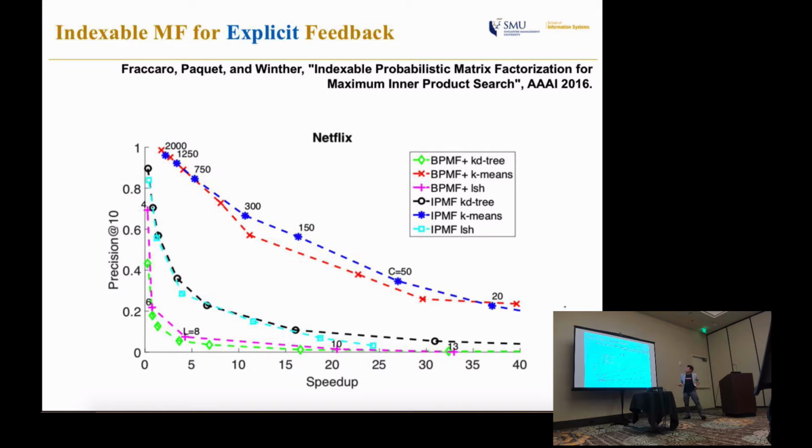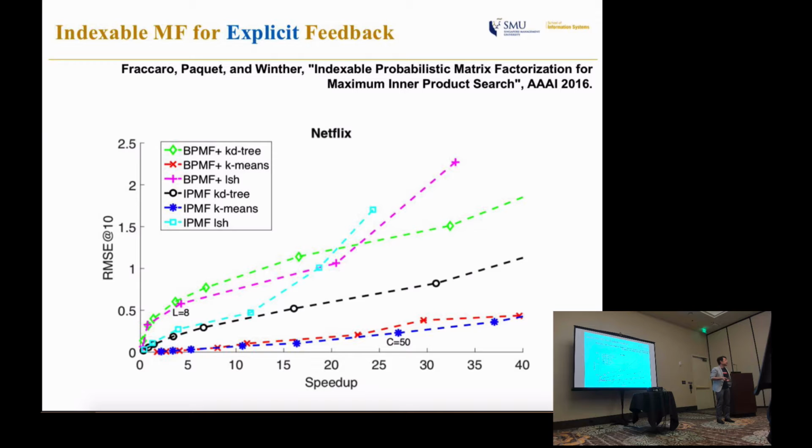This is similar, but expressed in terms of a different metric, which is RMSE. Previously, it was precision. And essentially, the advantage is still the same. In this case, RMSE lower is better. So the one with the KD3, the BPMF, which is not indexable, has higher error than IPMF, which is indexable. Now, this is done for explicit feedback, which are ratings.